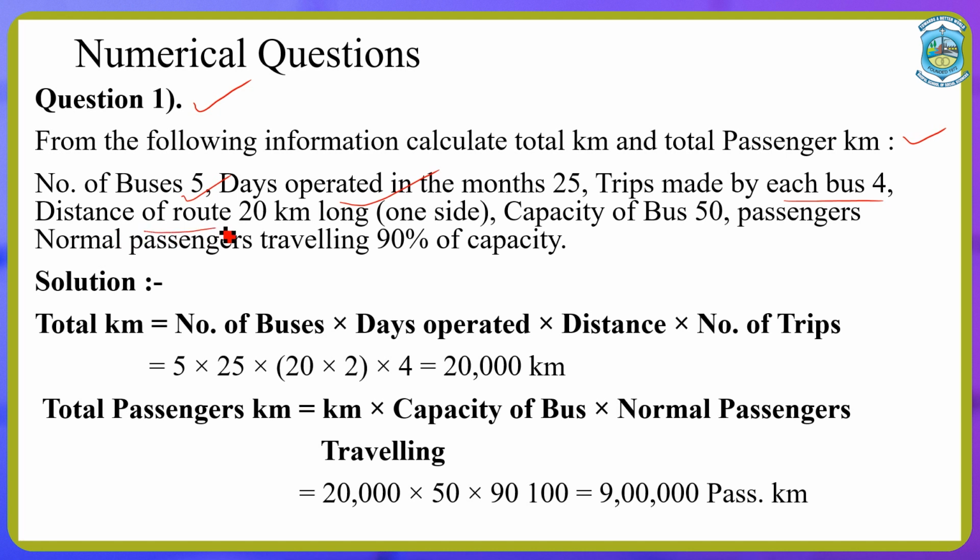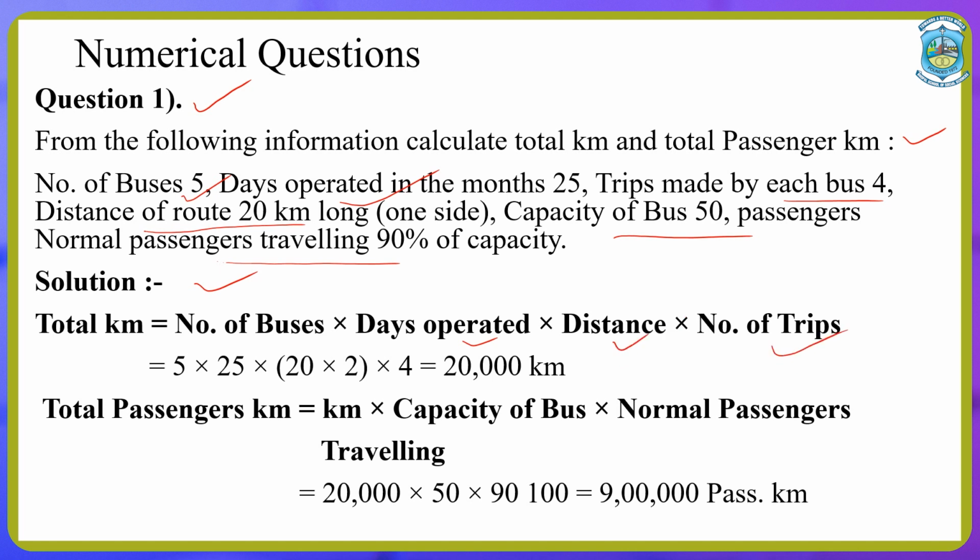Distance covered by the vehicle is 20 kilometers one way. Capacity of bus is 50 passengers. Normal passengers travelling are 90% of its capacity. Here is the solution. First we will calculate total kilometers. The total kilometer formula is number of buses multiplied by the operated days, distance covered, and number of trips.